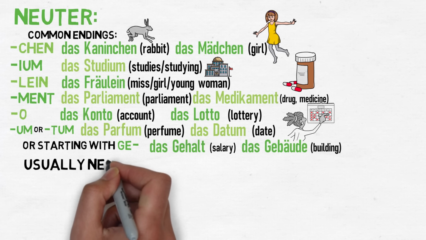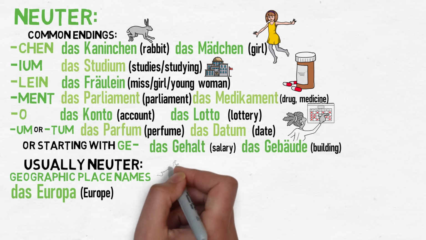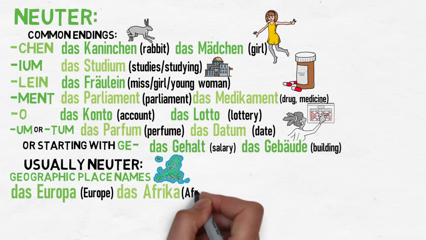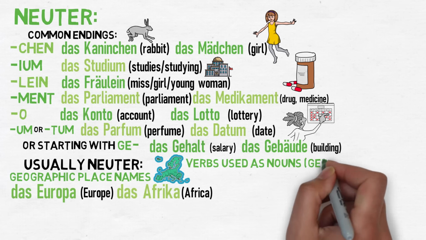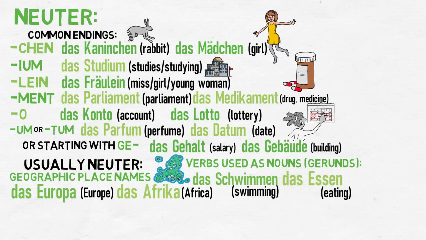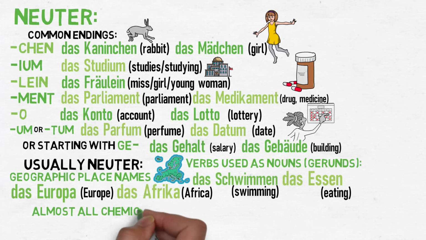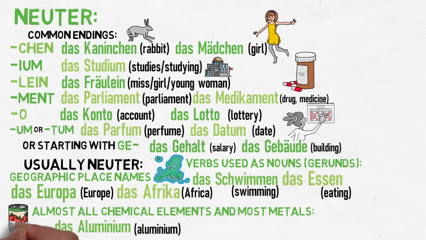The following things are also often neuter. Geographic place names, for example, das Europa, meaning Europe, das Afrika, meaning Africa. And verbs used as nouns, which are also called gerunds, which is normally the ing form of a verb. For example, das Schwimmen, swimming, das Essen, eating. And finally, almost all chemical elements and most metals. For example, das Aluminium, aluminium, and das Blei, meaning lead.